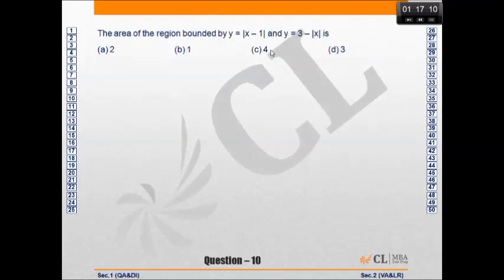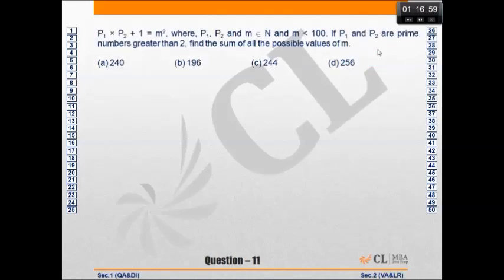Here's round 2. I'll have to draw the figure and do it. So I'm noting down the question number, question number 10, on a piece of paper as a round 2 question. I'll come back and do it. P1 P2 plus 1 is equal to m square, where P1, P2 and m belong to N, and m is less than 100. If P1, P2 are prime numbers greater than 2, find the sum of all possible values of m. Cases will have to be made. Round 2 question. I'm writing this down on the sheet as a round 2 question.